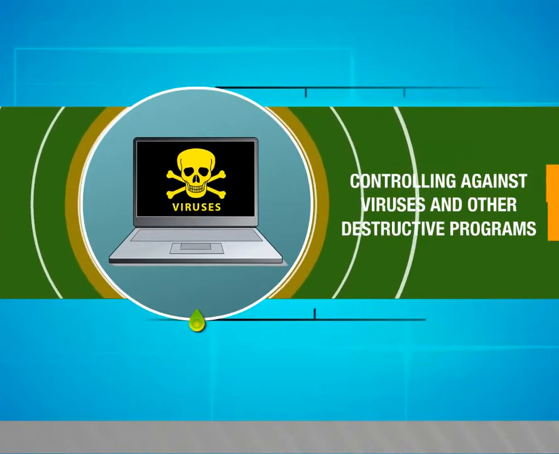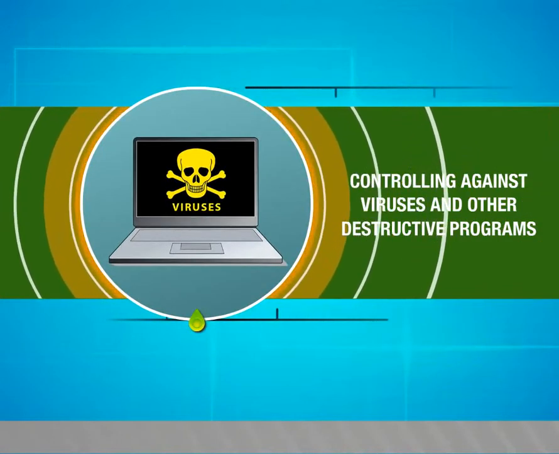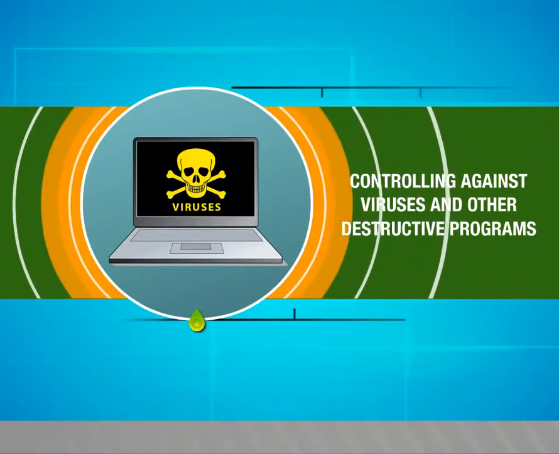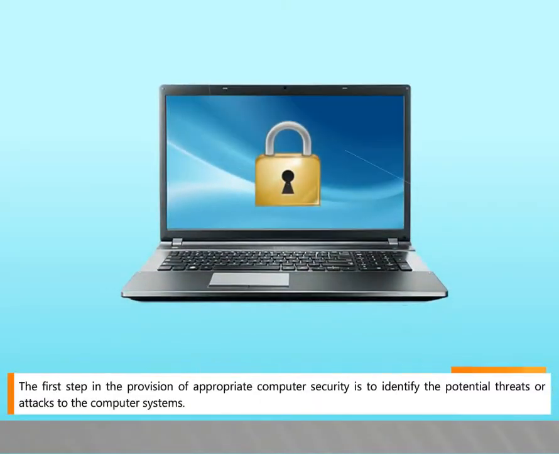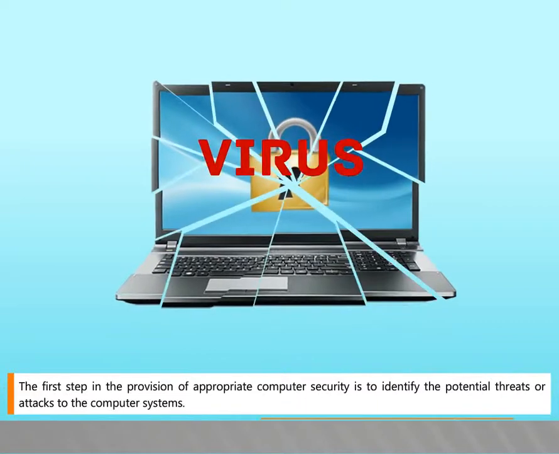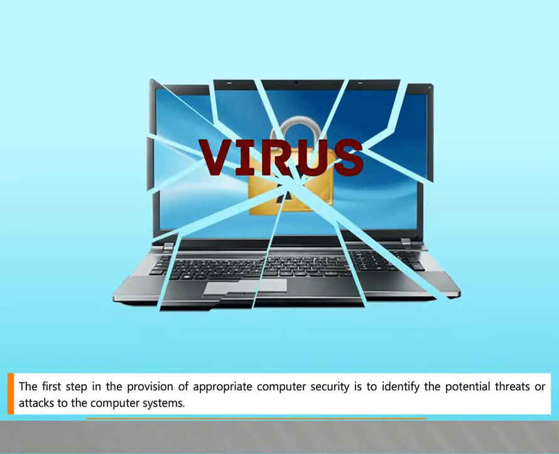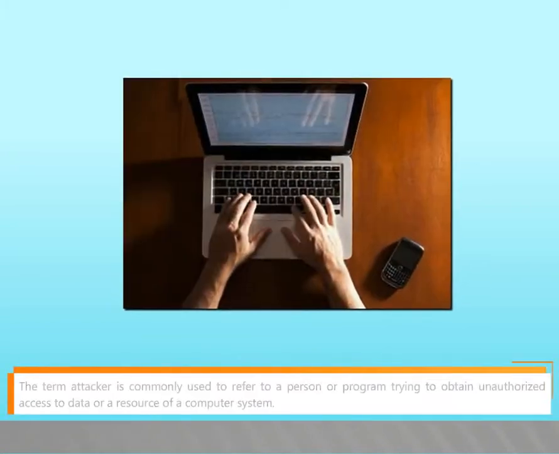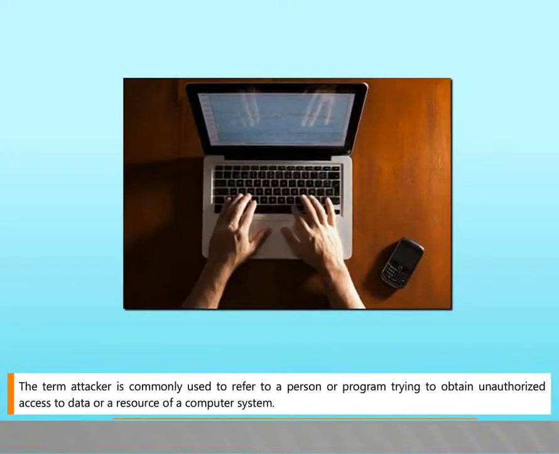Controlling against viruses and other destructive programs. In this video, we are going to see about controlling against viruses and other destructive programs. The first step in the provision of appropriate computer security is to identify the potential threats or attacks to the computer systems. The term attacker is commonly used to refer to a person or program trying to obtain unauthorized access to data or a resource of a computer system.